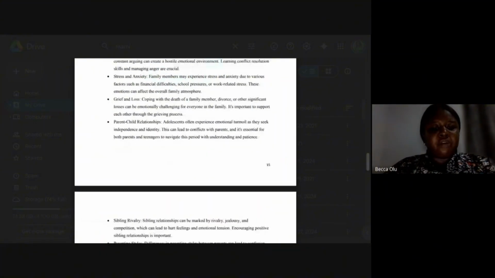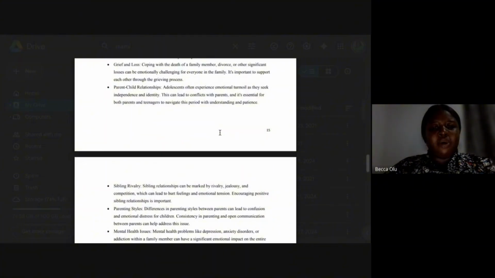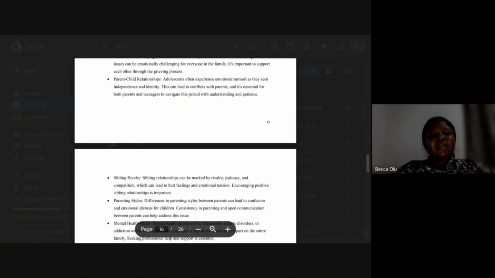We have parent-child relationships. Adolescents often experience emotional turmoil as they seek independence and identity. This can lead to conflict with the parents, and it's essential for both parents and teenagers to navigate this period with understanding and patience. Now, this one is actually particularly interesting because as you grow up as a teenager, you want to be independent. You say, oh, I want to do this. I can make this decision for myself. I'm old enough to do this. You want to be able to decide things about your life. But your parents are like, no, I gave birth to you. I know better than you. I've lived life longer than you.